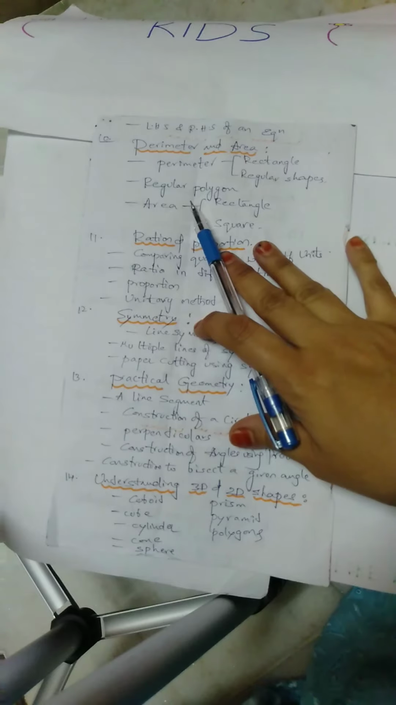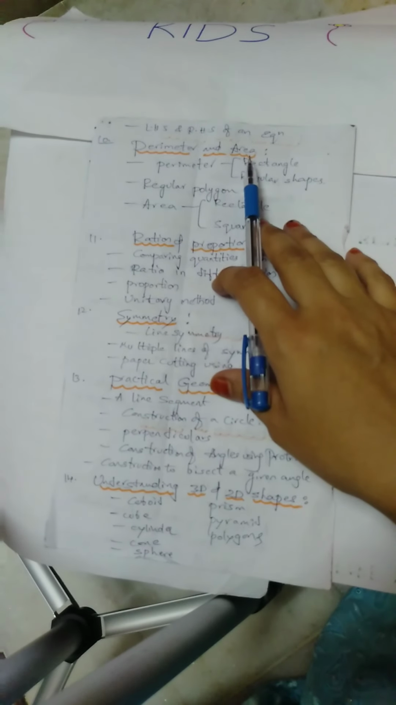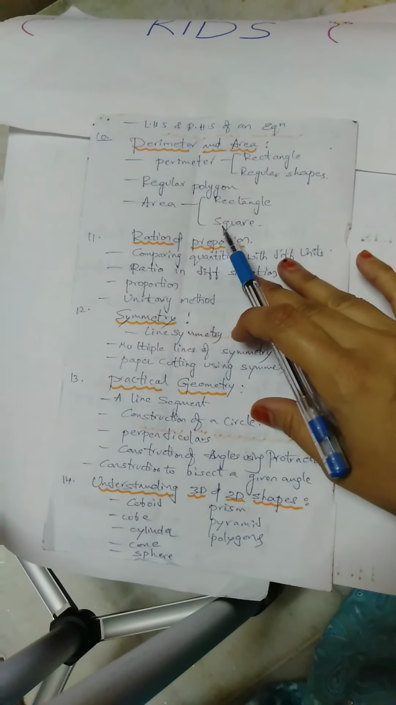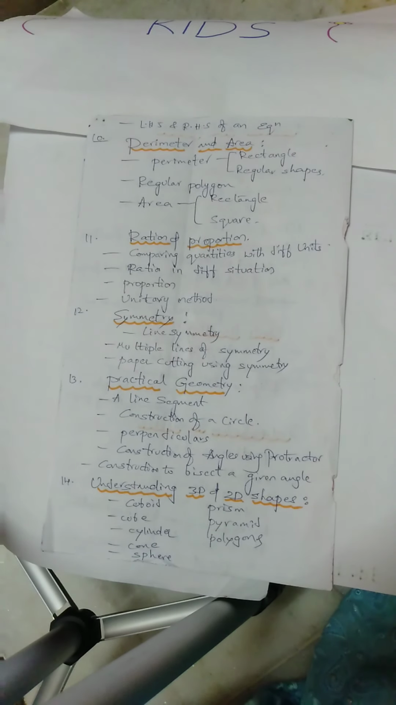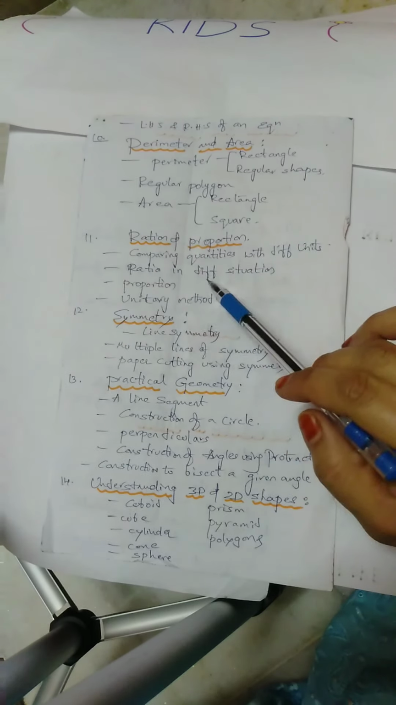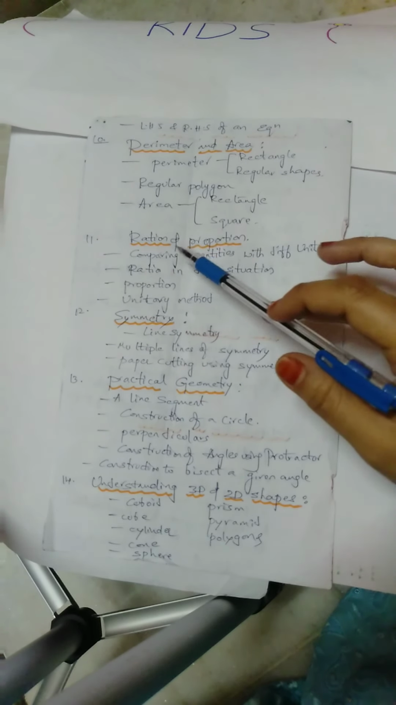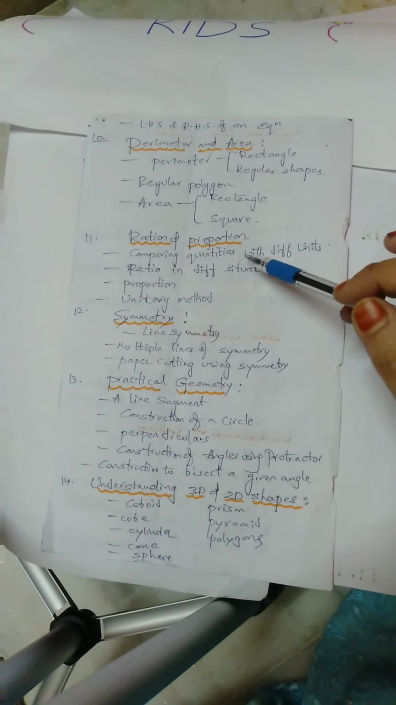Okay, next coming to our chapter, the 10th chapter is perimeter and area. You have to know the perimeter of a rectangle and regular shapes, regular polygon, area of a rectangle, square. We have to know all the shapes and their perimeters and their areas in this chapter. Next, coming to our chapter, ratio and proportion. In this the first unit is comparing quantities with different units, the second unit is ratio in different situations, and proportions and unitary method. All these units are coming into the ratio and proportion chapter.